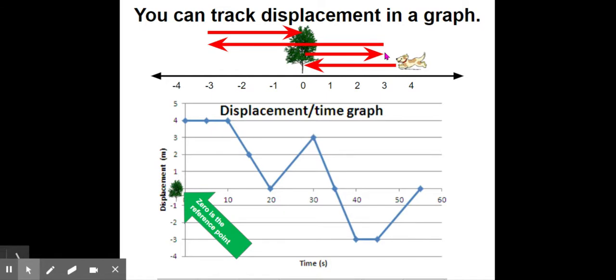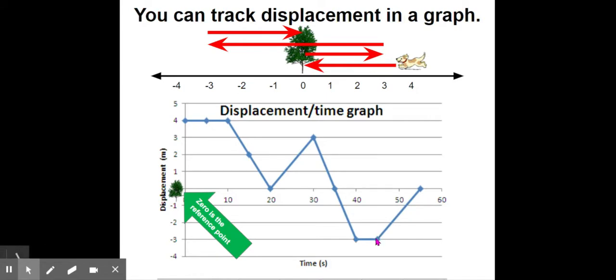And then after this, he runs back toward the tree, but then goes past the tree. So here's that happening. He runs back toward the tree. Here he is at the tree. And then past the tree in the negative direction, until he gets to negative three. See, there he is. He's at negative three displacement.